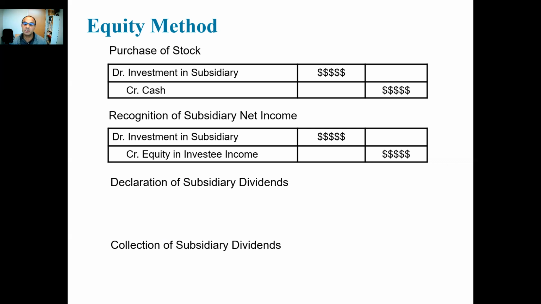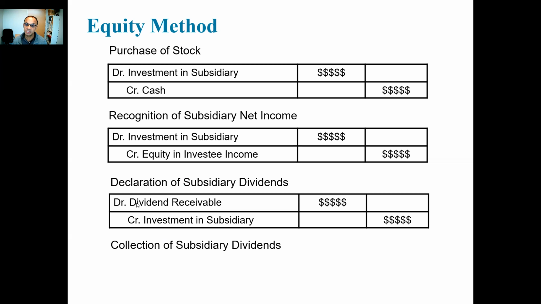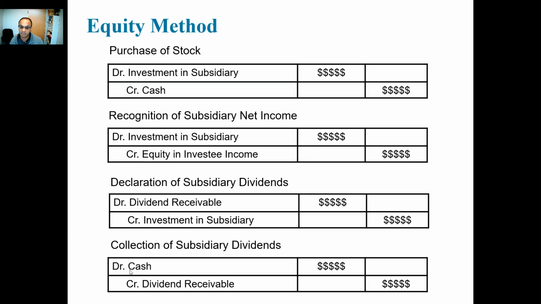Then the subsidiary will declare dividends. So here we debit dividends receivable, credit investment in subsidiary. It means our asset account here has been decreased by the dividends. We didn't do this journal in the fair value method, but we do it here because the parent company has significant ownership and must disclose the dividends once it's declared. When the dividends are paid, we debit cash and credit dividends receivable.